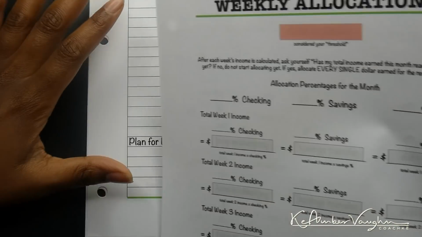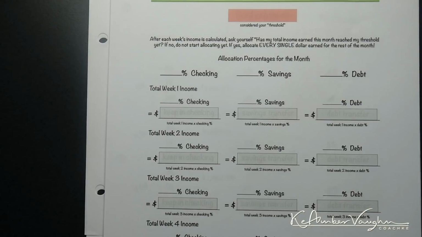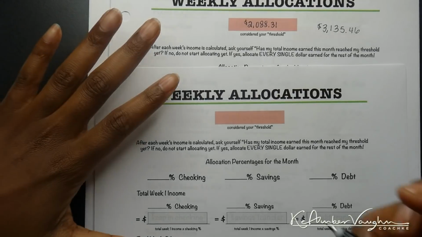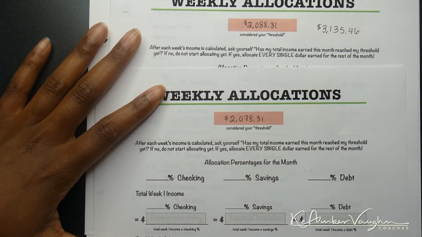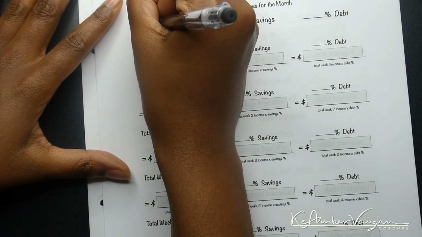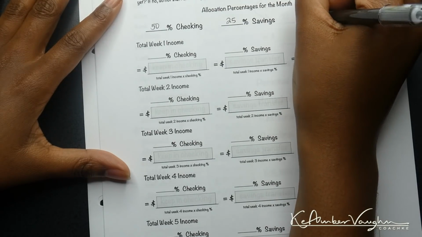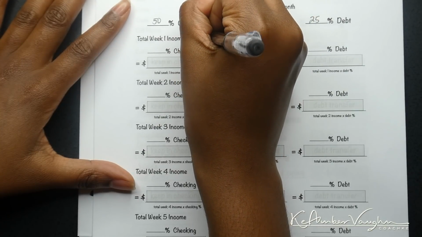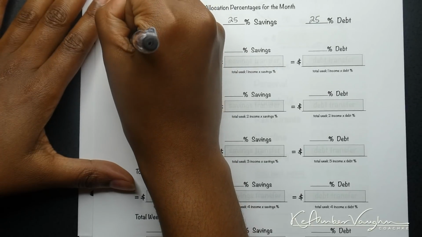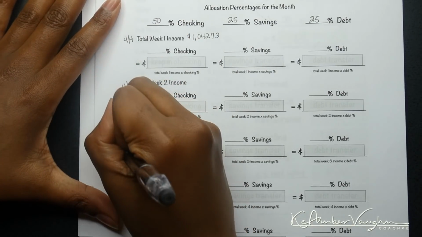So let's go ahead and do the weekly allocations, which I kind of recorded already, but I got to do it over because it wasn't the right numbers. So the threshold is actually $2,078.31. Let me take this paper out from when I recorded it the first time. Again, the allocation percentages for this month are 50, 25, 25. Now, Paycheck One's income is $1,042.73. This is the one she had on the 4th. This will be 410 and this will be 418.